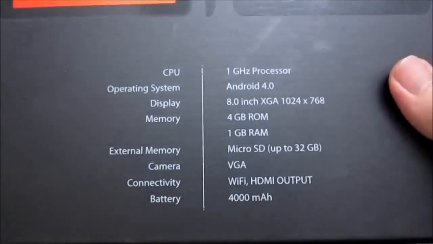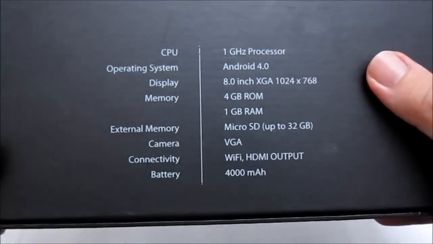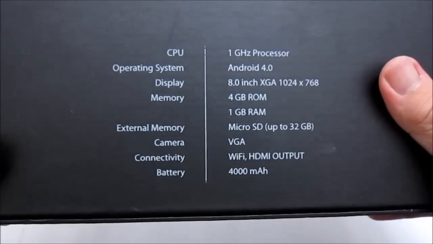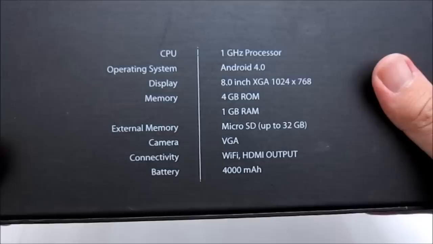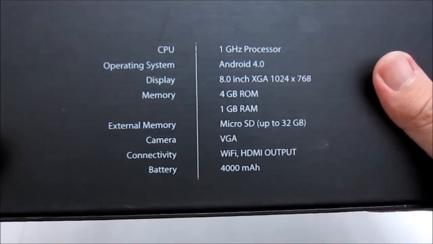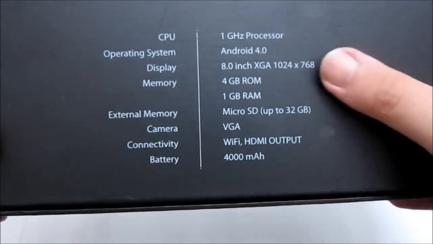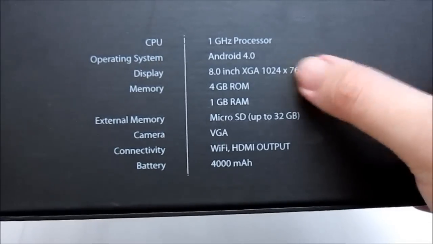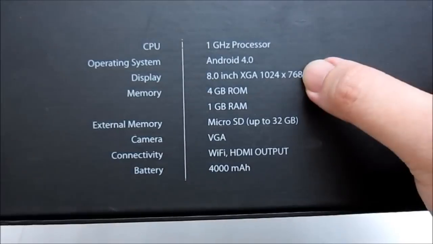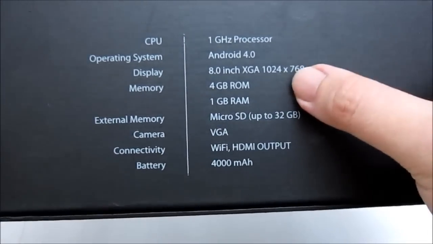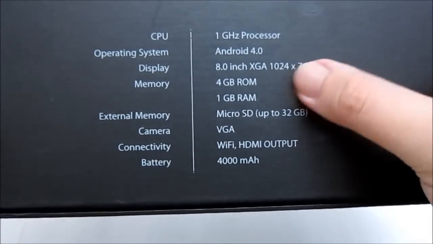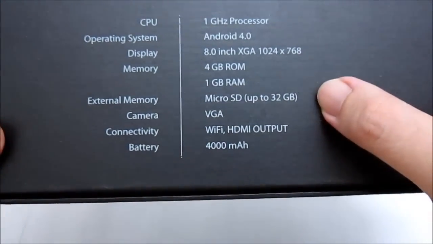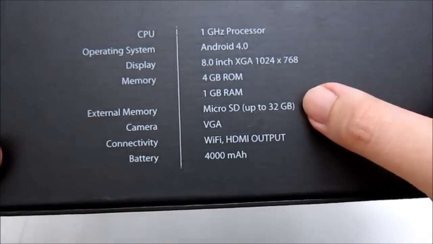Now the specs of this tablet: CPU is a 1 GHz processor, to be specific the AllWinner A10 Cortex A8 1 GHz processor that comes with Mali-400MP GPU. Operating system is Android 4.0 Ice Cream Sandwich. Display is 8-inch XGA, 1024x768 pixels. Memory is 4 GB of ROM and 1 GB of RAM. External memory can be microSD up to 32 GB.